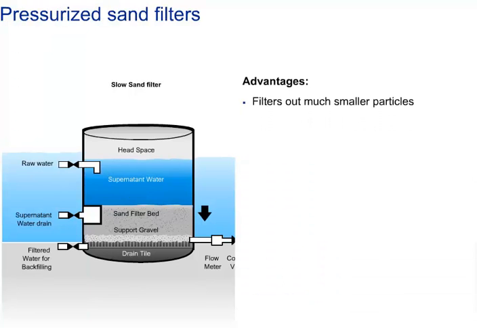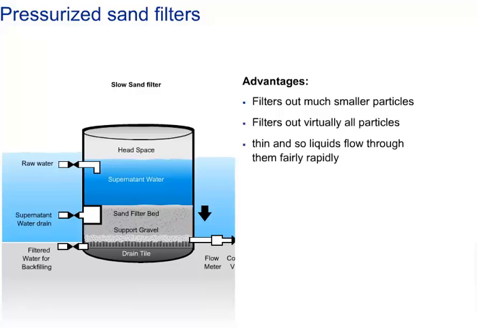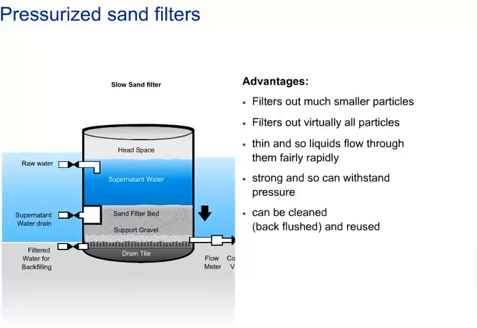Advantages: filters out much smaller particles than paper and sand filters can. Filters out virtually all particles larger than their specified pore sizes. They're quite thin, and so liquids flow through them fairly rapidly. They're reasonably strong, and so can withstand pressure differences across them of typically 2 to 5 atmospheres. They can be cleaned, backflushed, and reused.